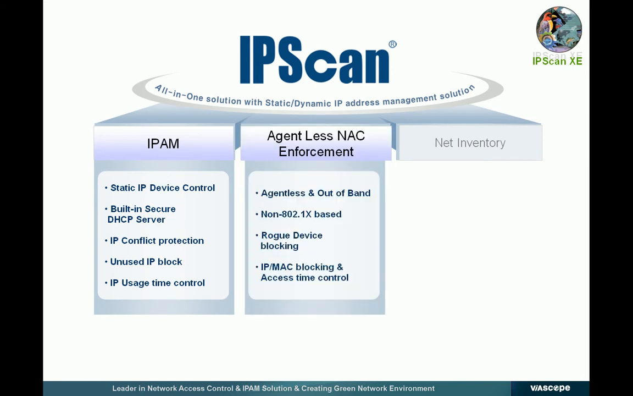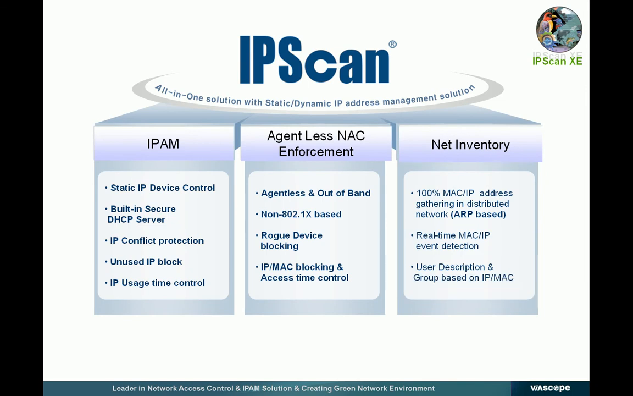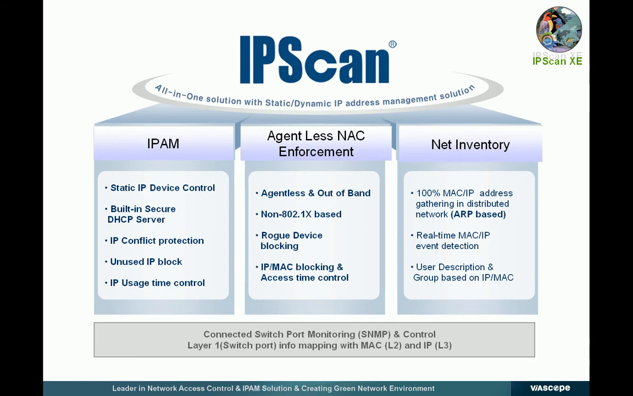Regarding the agentless NAC feature, IPScan XE provides rogue device blocking, IP or MAC blocking, and access time control as a non-802.1x based solution. It uses the IP or MAC addresses that are fundamental resource to the network system to provide IP or MAC information as well as the user information in real time. For controlling the switch port, it uses SNMP to block or unblock the switch port to help the network administrator manage the endpoints, the ultimate goal for NAC.